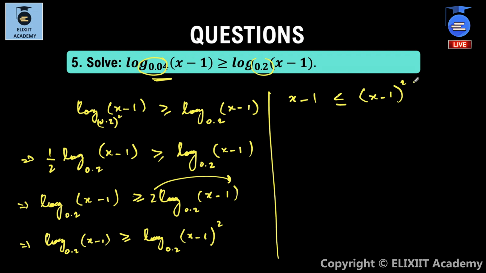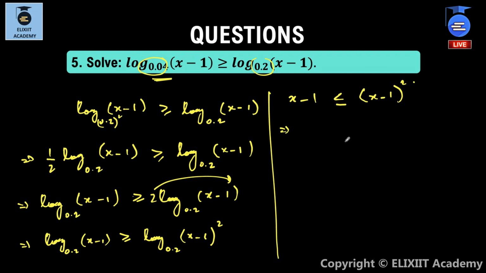Is this concept clear? We are simply using the properties, nothing else. The first property, that if you remove log and the base is lying between 0 to 1, which means it's a decreasing function, then orientation needs to be changed. Orientation changes. Greater than or equals to becomes less than or equals to. Clear? Now we just have to solve this inequality.